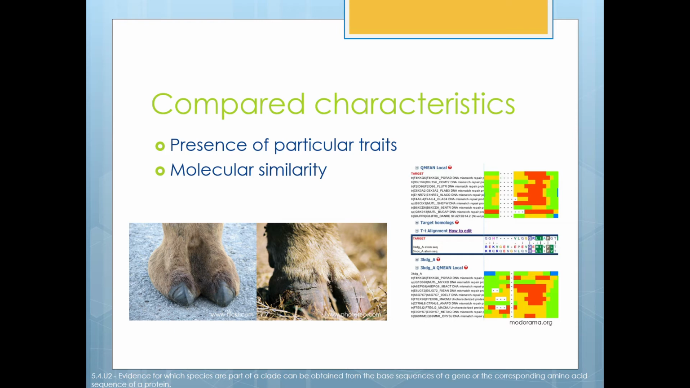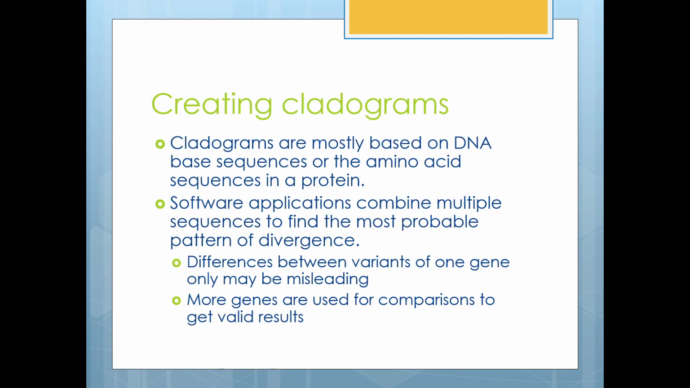But there are many flaws in such a method, so IB assumes that the only valid way of preparing cladograms, if we assume that they should reflect real ancestry and evolutionary relationships, the only good source of such information is from the molecular level. What does it mean? In most cases, cladograms are based on DNA sequences. However, you can also compare amino acid sequences in proteins.